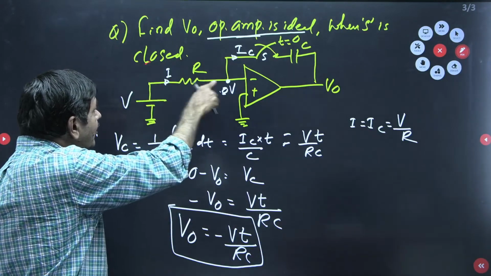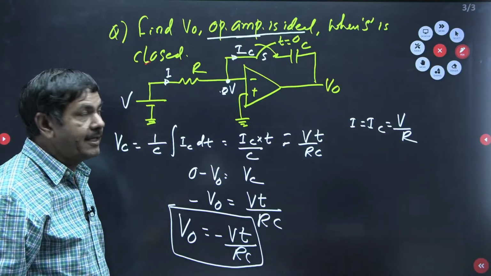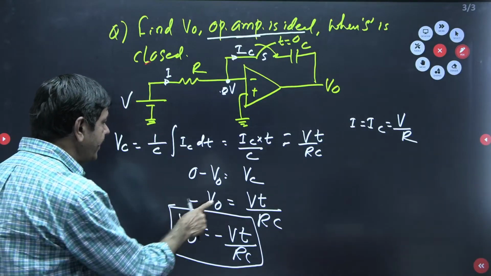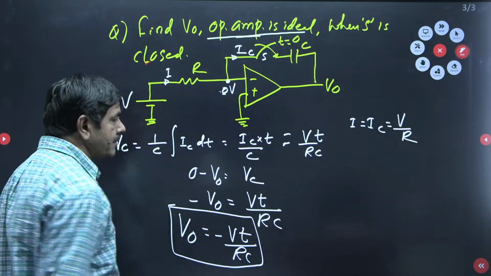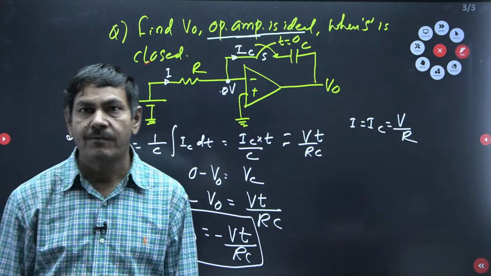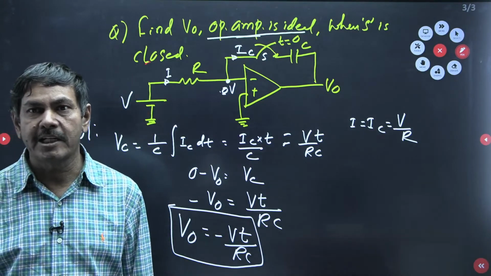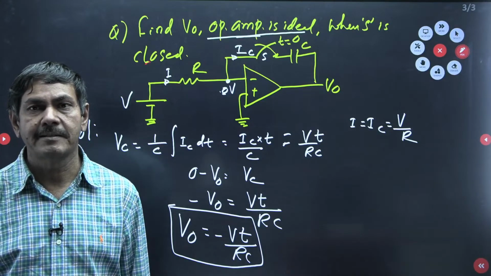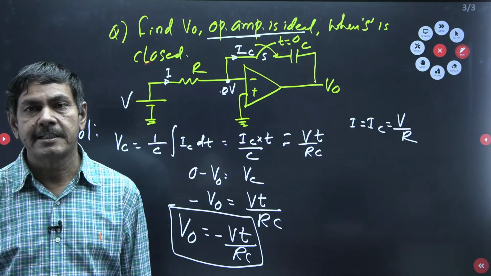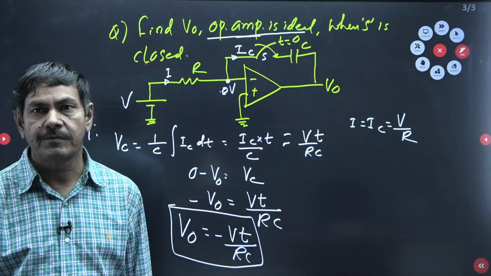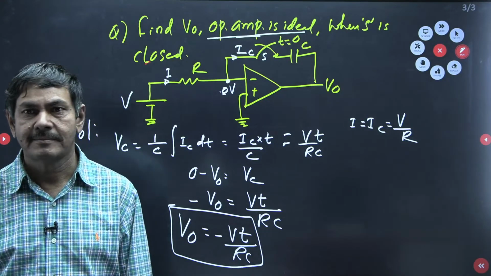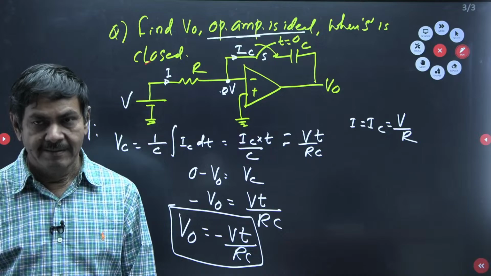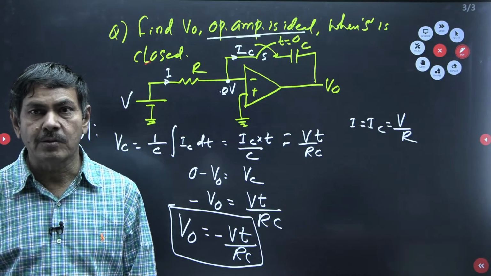You are giving V by R, what is the meaning? That is the current across R only. I am not asking for the current, I am asking for V naught. So V naught equal to minus VT by RC only. Followed or not followed? Is it required any more explanation for this? If anybody needs an explanation, I can give it. If you followed, I can go to the next question. Shall I go to the next question?